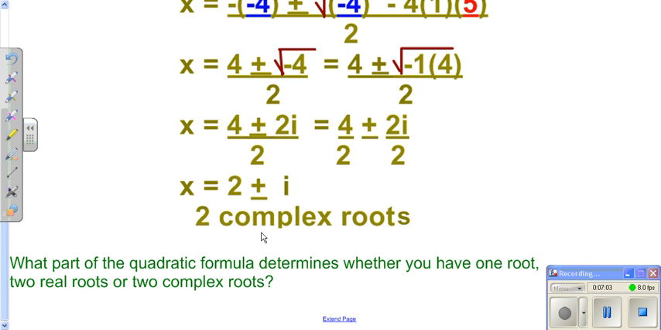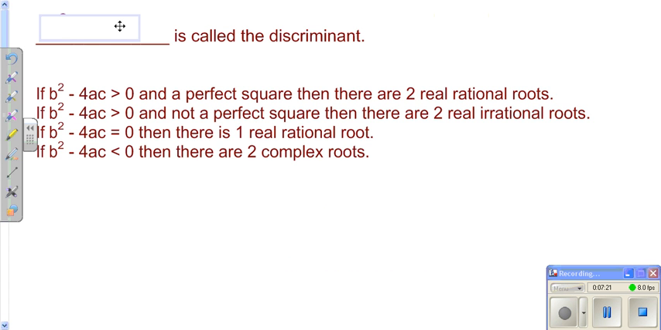So as a summary here, I had 2 complex roots, 2 irrational roots, 2 rational roots, or at one point I had 1 rational root on the 4 problems we did. So what part of the quadratic formula really determines what kind of a root you're going to get? Well, that ends up being what we call the discriminant, because it lets you know the type of answers you're going to have. And that's what's inside of your root. So this b squared minus 4ac is called your discriminant.